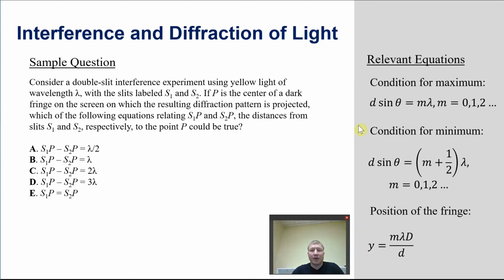Well, again, if it says that this was the dark fringe, it means we have the minimum, and so we just have to see which of the equations satisfy the condition of minimum. And we can see that all of those are multiples of lambda, including option E, because that corresponds to m equals 0. So there is no difference. However, we're looking for minimum condition, so that's lambda over 2. So that tells us that it should be option A.